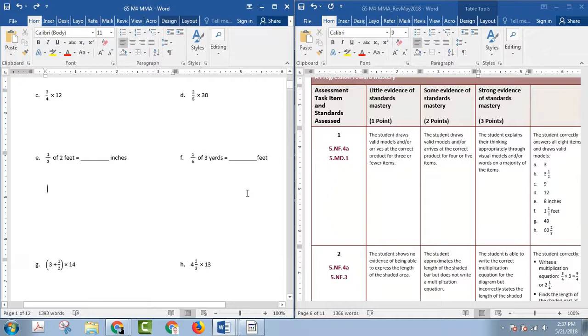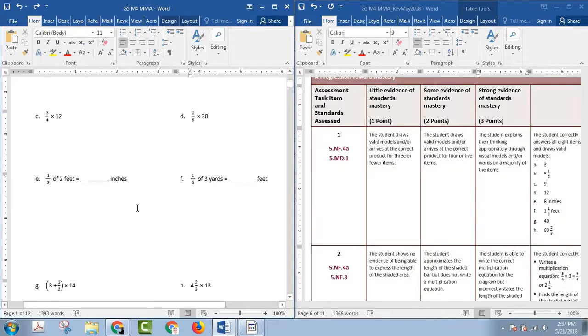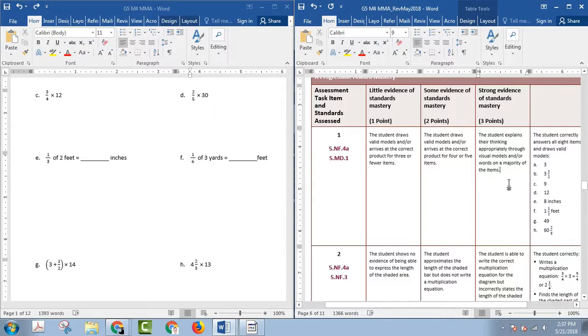Well, something in particular. But in this case, maybe we want to make a stipulation. Maybe we say that student explains their, I'm going to change this to, instead of just through visual models words, the majority of the items, including at least 2 items from E through F. Okay, so half of those 5 that they get correct, 2 of them have to be in this portion. It has to be E, F, G, and H.